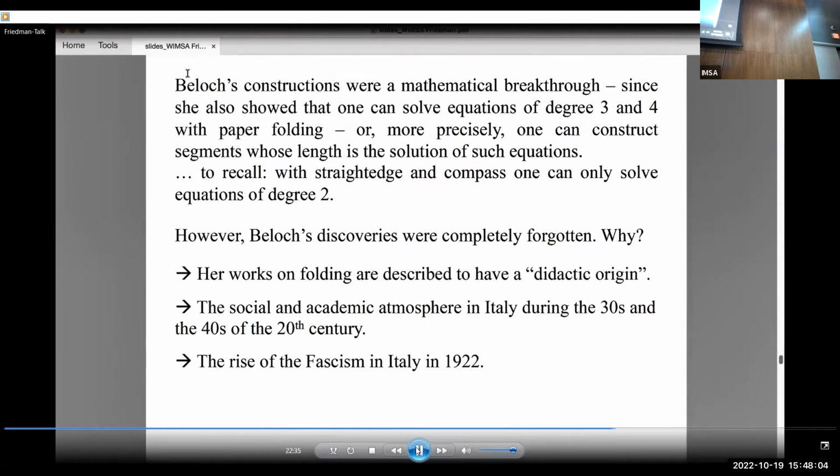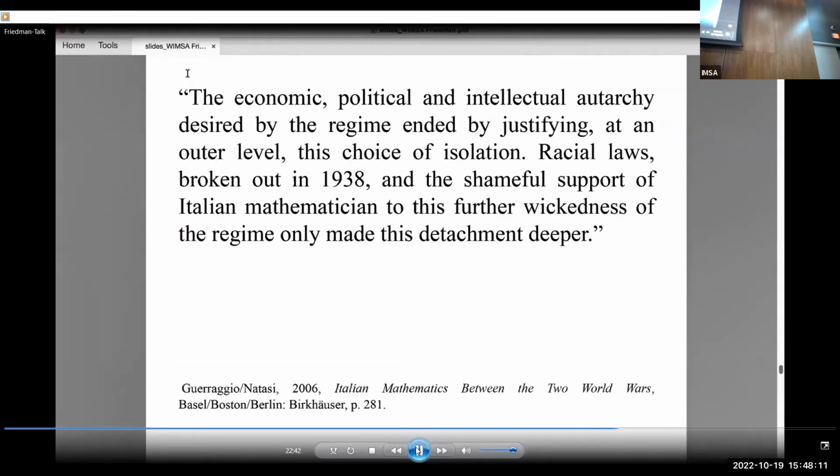Here is a citation from a recent account on the situation of the Italian mathematical community in this period. The economic, political, and intellectual autarky desired by the fascist regime ended by justifying at an outer level the choice of isolation. Racial laws broken out in 1938 and the shameful, painful support of Italian mathematicians to this further wickedness of the regime only made these detachments deeper.